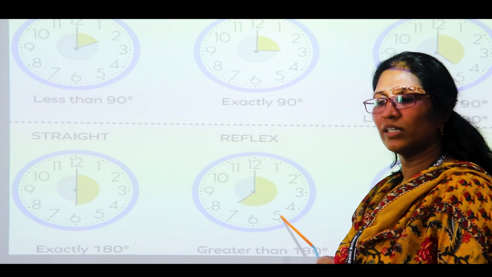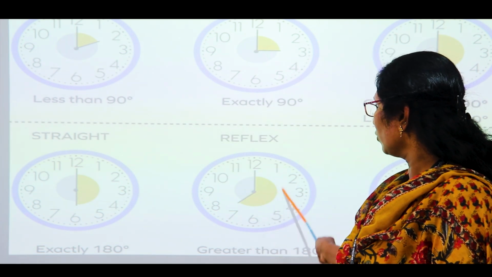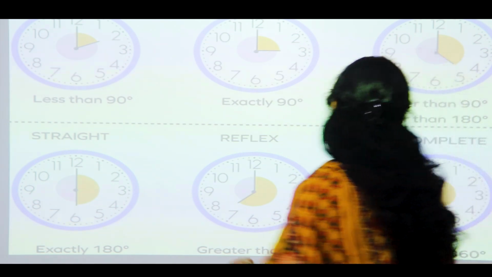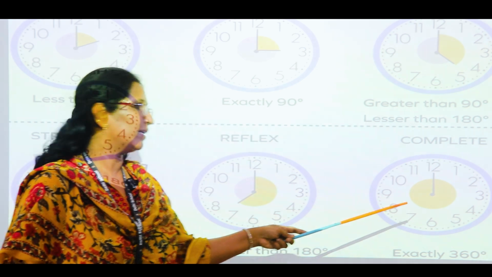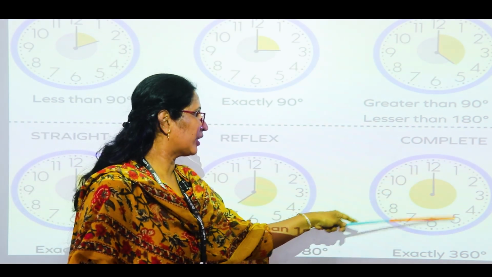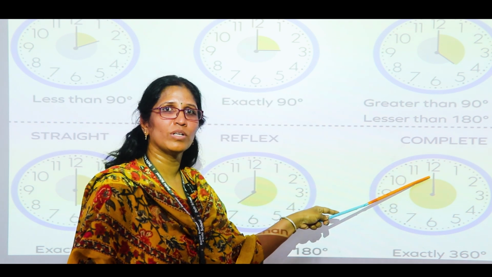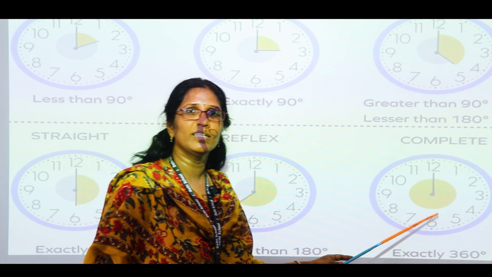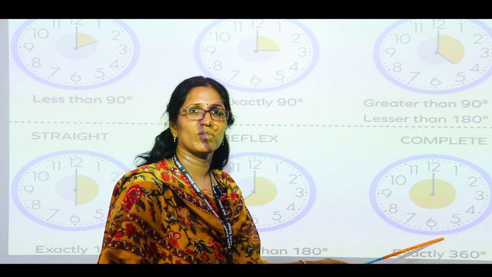So then it comes under reflex angle. The 7 o'clock time represents the reflex angle in the clock. Next, complete angle. Once it completes one complete rotation of 1 hour, again it will come and rest at the position 12. So this 12 o'clock shows that it is forming an exactly 360 degree angle.